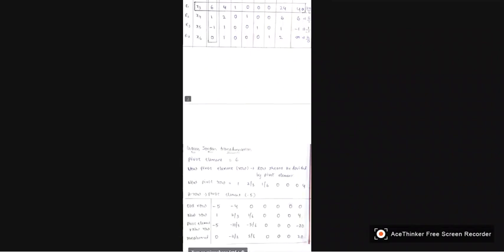Yes. That pivot element is 6. So for the new pivot row, it should be divided by the pivot element. That row should be divided by the pivot element. So here the pivot element is 6 and the row is 6 by 6, that is 1, 4 by 6, that is 2 by 3, and so we will take it like this.